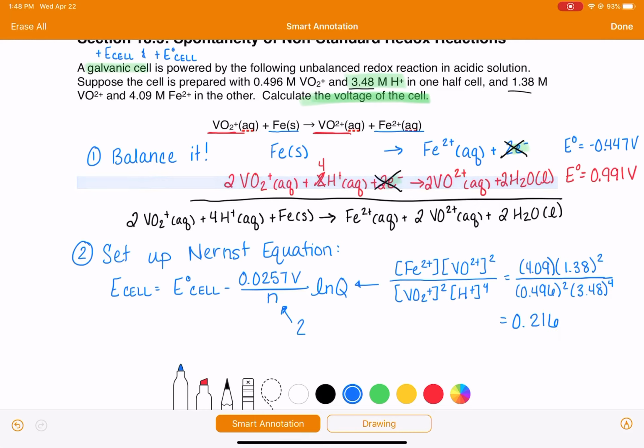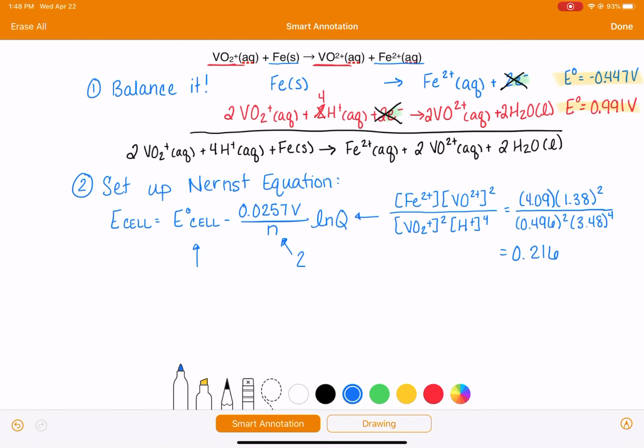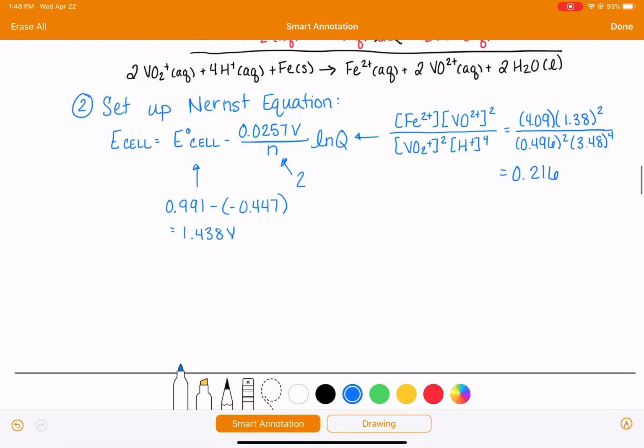0.216. So the last thing that we have to figure out here is E cell. And because this is galvanic, we don't really need to think that much about the correct order. We're using our voltages of half reactions, and we just need to put them together in a way that's going to give us a positive voltage. So it looks like I want to do 0.991 minus negative 0.447. That's the only way that I'm going to get a positive number. And that voltage will be 1.438 volts. So now we have everything we need to actually solve this problem.